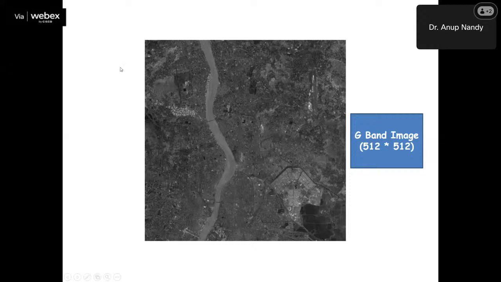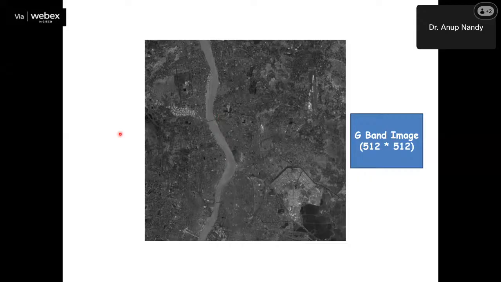We are trying to apply the Bayes decision rule to classify these 2 regions of this image. One is the river region, as you can see, and this entire area is the river region. The other is the non-river region, or you can say the land covered area. There are many things in this land covered area.